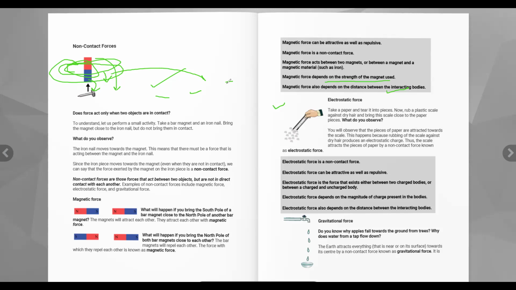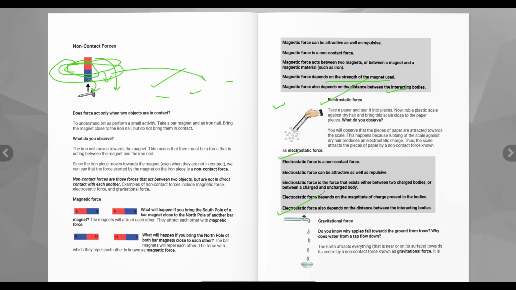Electrostatic force. Sumantra, read the properties, okay? No need to explain, just read the properties. Electrostatic force is a non-contact force. Electrostatic force can be attractive as well as repulsive. Electrostatic force is the force that exists either between charged bodies or between a charged and uncharged body. Electrostatic force depends on the magnitude of charge present in the bodies, and it also depends on the distance between the interacting bodies.